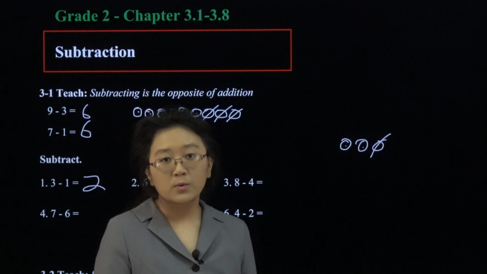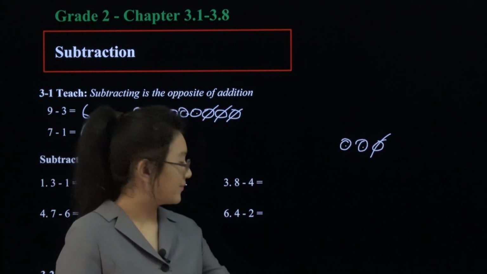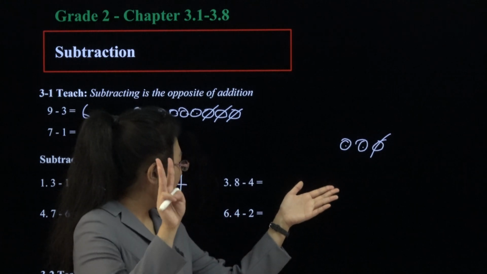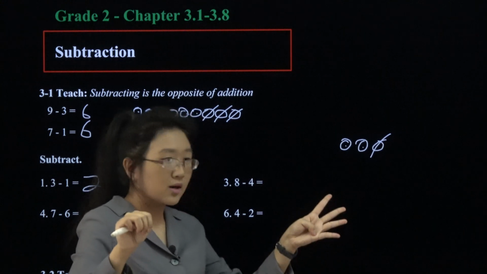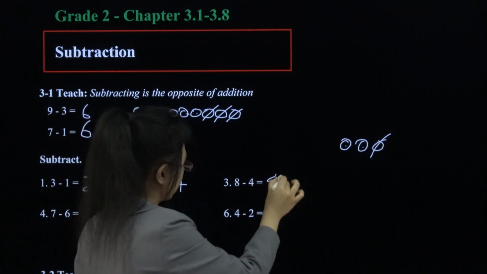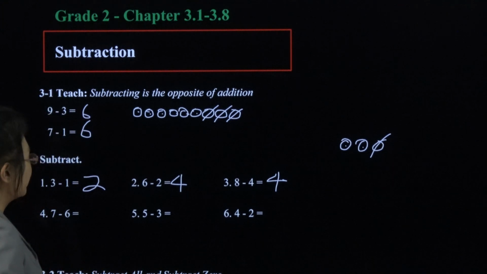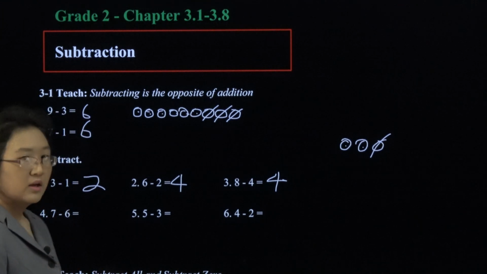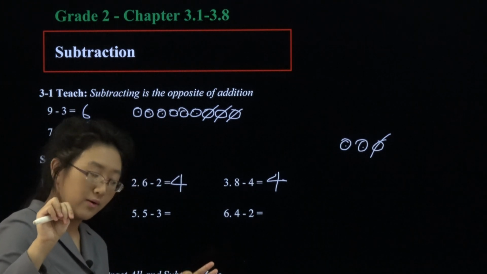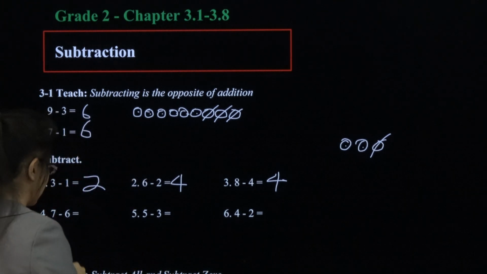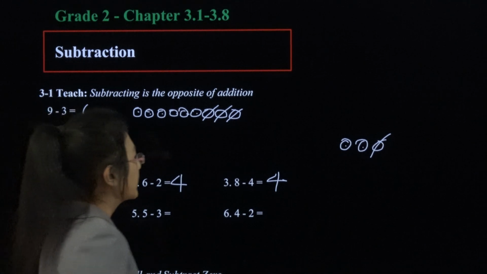8 minus 4, well, that's a doubles fact, but we're going to be talking about doubles later. We have 8, and then you take away 4. 1, 2, 3, 4. That's still 4. 7 minus 6. You have 7 things, you take away 6. 1, 2, 3, 4, 5, 6. And you get 1.